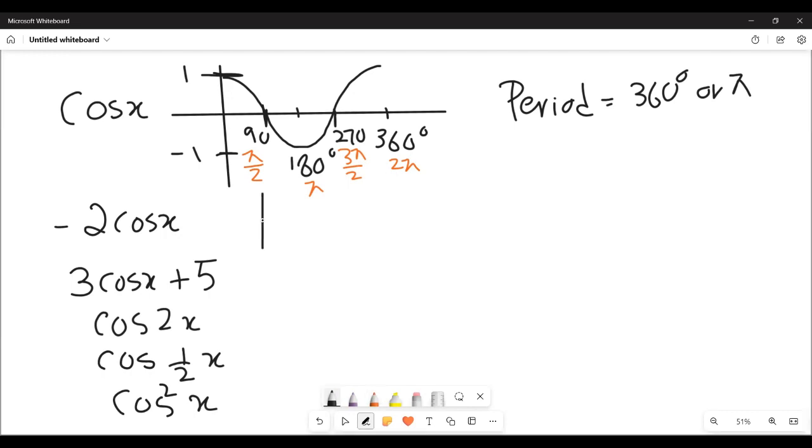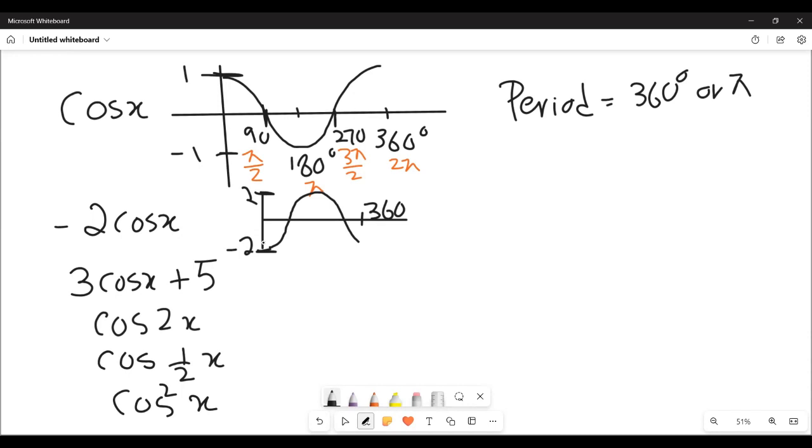This one would be minus 2 cos x, so you have to reflect this graph on the x-axis. So now it looks like this. It's opposite, or reflected, but the magnitude is now 2. Where it was 1 initially, now it's 2. And where it was -1 initially, it's now -2. And that's 360 degrees. So the period is still 360 degrees. One complete cycle ends at 360 degrees, starts at 0.